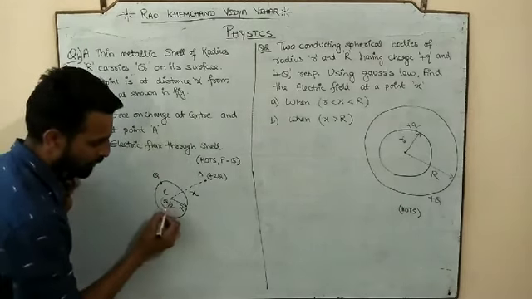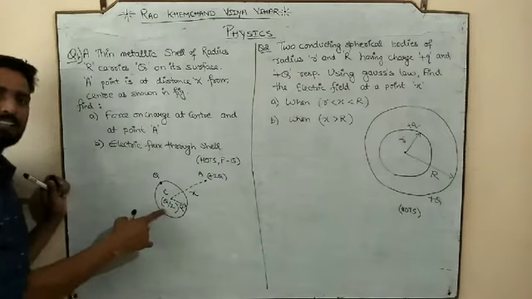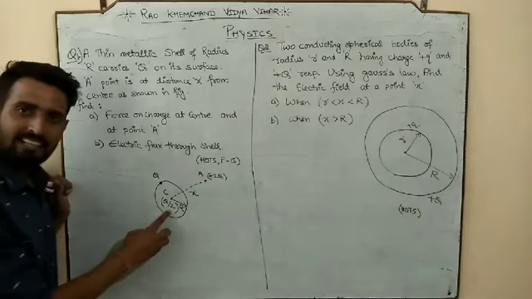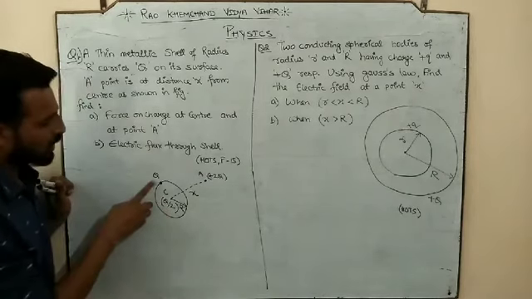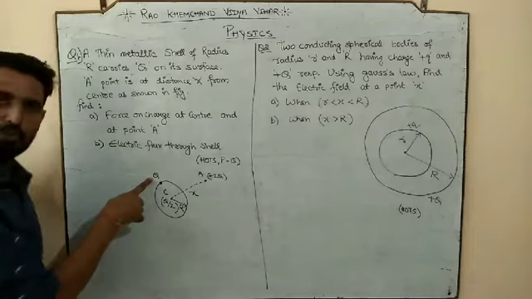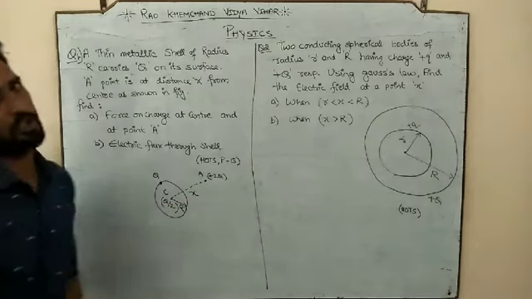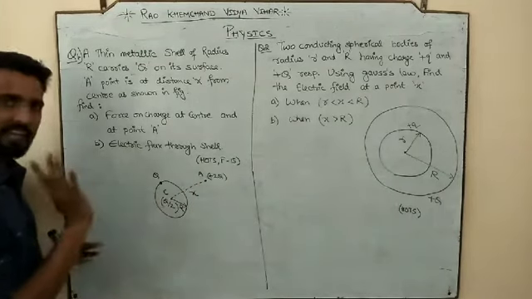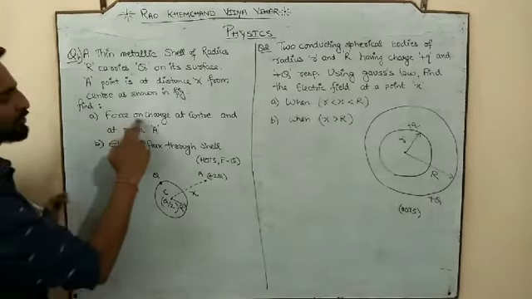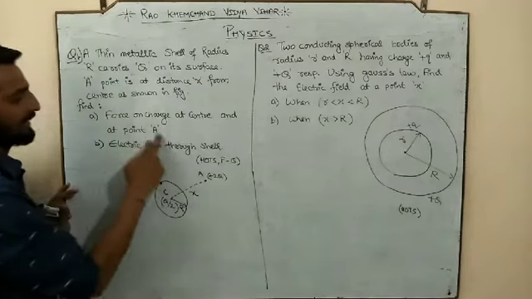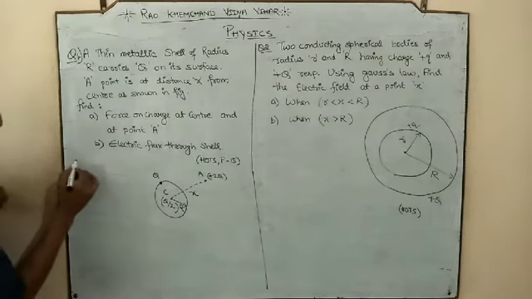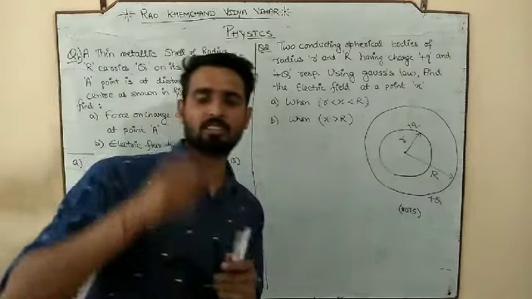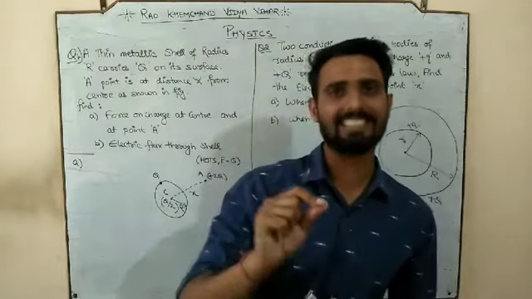So there is one more charge which has been placed at the center and that charge is q by 2. So at the center we have a charge q by 2. At the surface we have a charge q and at point A we have a charge 2q. So we have three charges here: at the center, on the surface and outside. He is asking the force on the charge at the center and at A. So you have to calculate the force at the center.